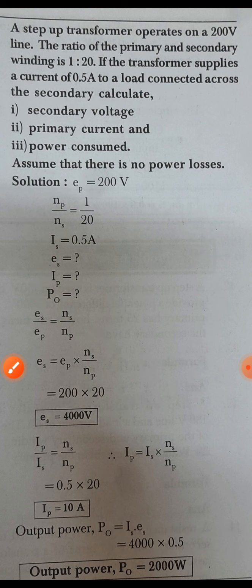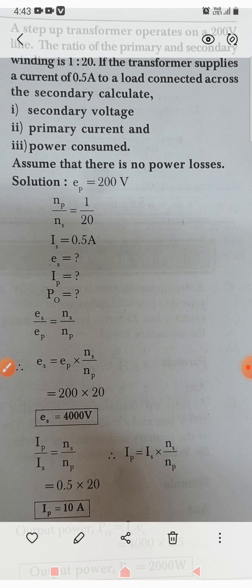In the same manner, output power we have calculated: P0 is equal to IS into ES. If we multiply 4000 with 0.5, we have got the answer as 2000 watt. Friends, remember the final answer should have the units. So output power is 2000 watt. I hope you have understood this question.